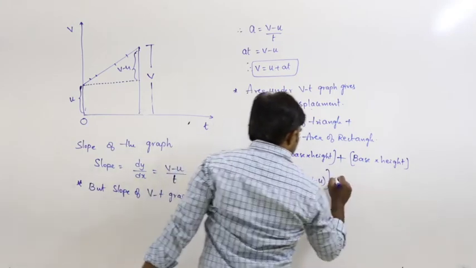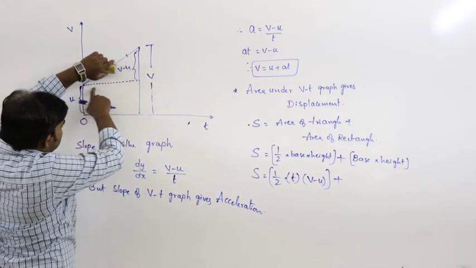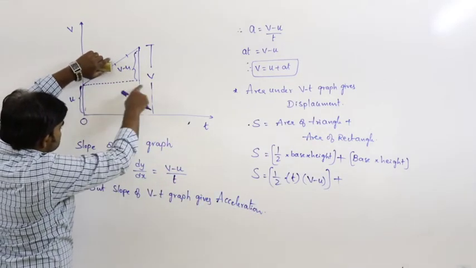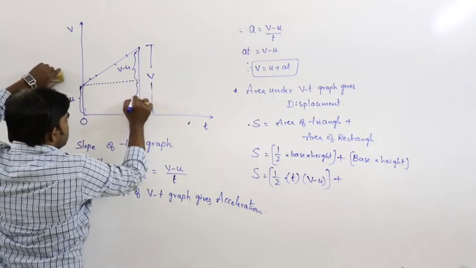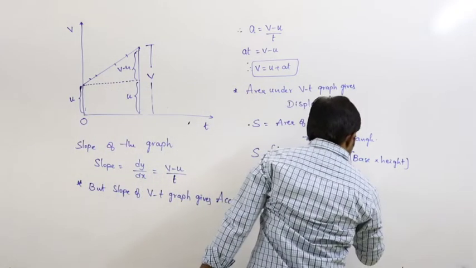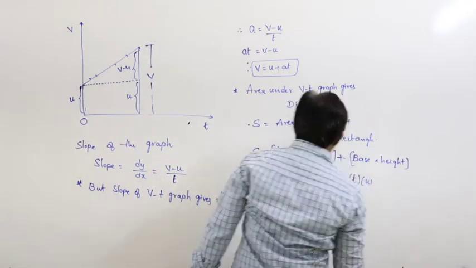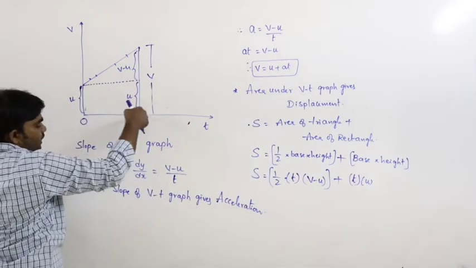Plus, in case of the rectangle, forget about the triangle. Here this is the only rectangle. In this rectangle, what is the base? Time. What is the height? U. This is u and this is also u. So the base is t and the height is u. See here, this is the base and this is the height for the rectangle.